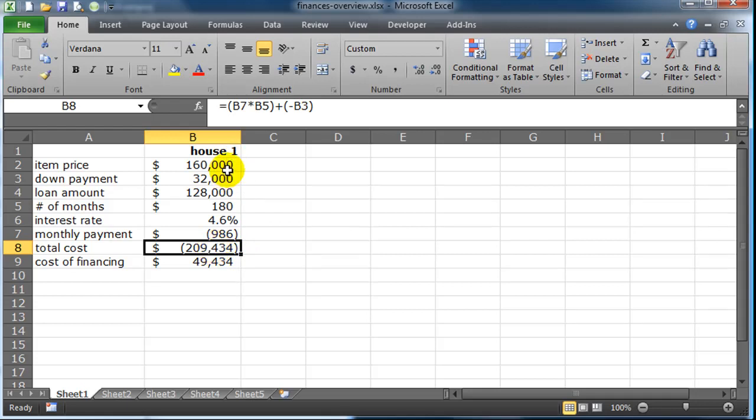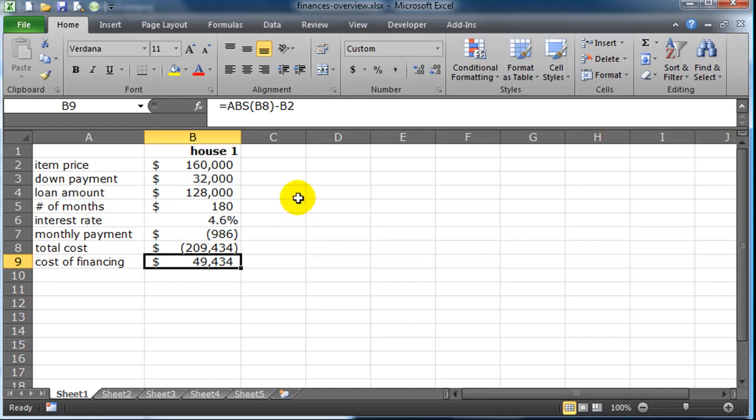Obviously, I've got the house for 160, and then I had to pay an extra 50 grand, $49,434, just in finance costs, finance charges. So that's how we can use Excel to get some information about a fixed loan, and a mortgage is a fixed loan, a really common one.